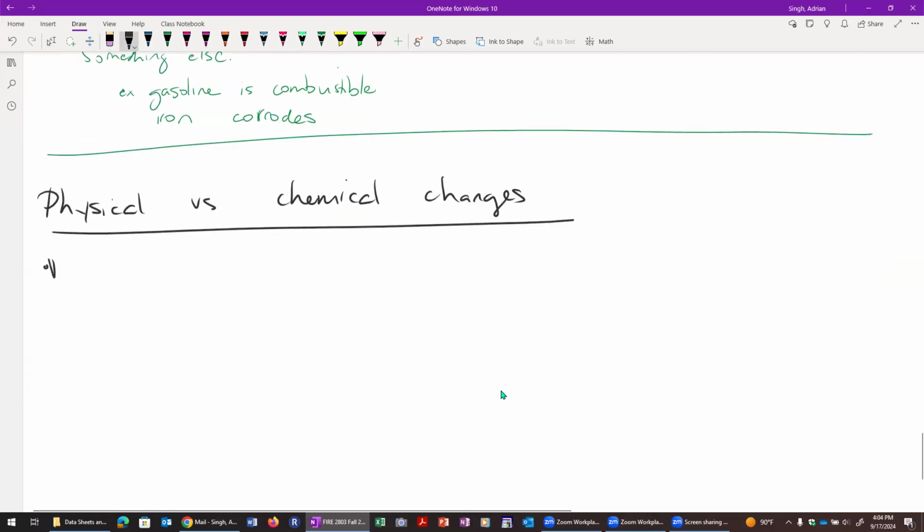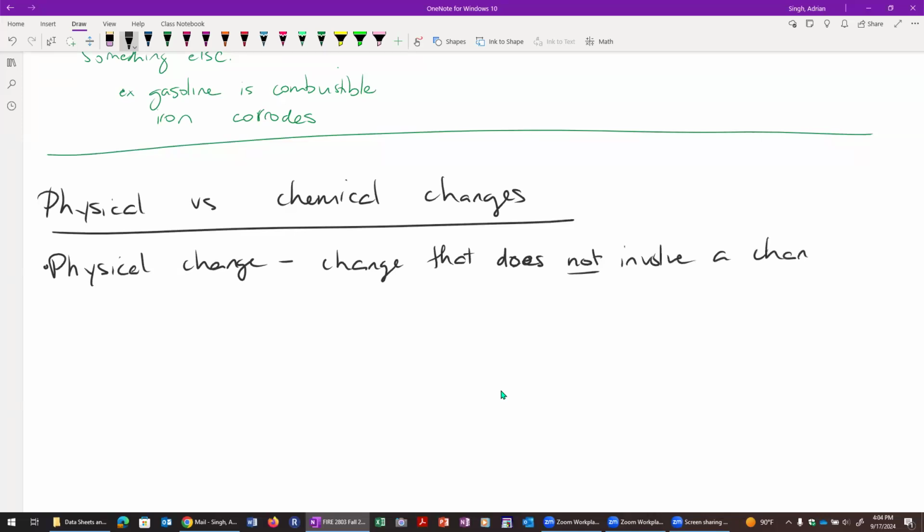So, physical changes. A physical change is a change that does not involve a change in the identity of the substance.